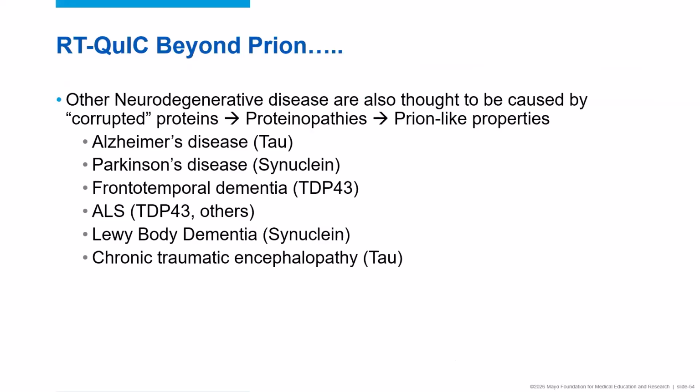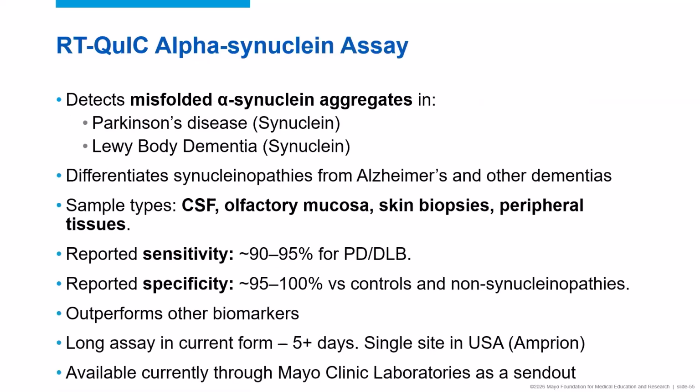I've gone a little long, so I'm going to wrap up. For RT-QuIC, there are now applications beyond prion disease, so other neurodegenerative disorders: tau, alpha-synuclein, TDP-43. People have now demonstrated that RT-QuIC could actually be used to detect seeding capacity in these other diseases. Currently on the market, there is the RT-QuIC alpha-synuclein assay. I believe clinically it's only available in one laboratory, Prion. Research studies have shown it performs exceptionally well.